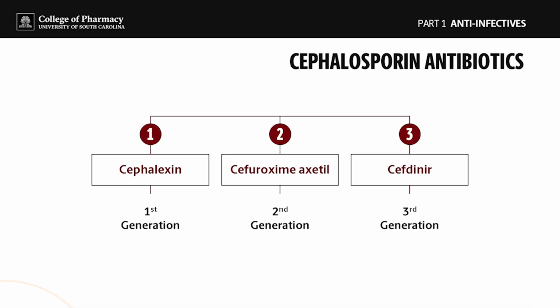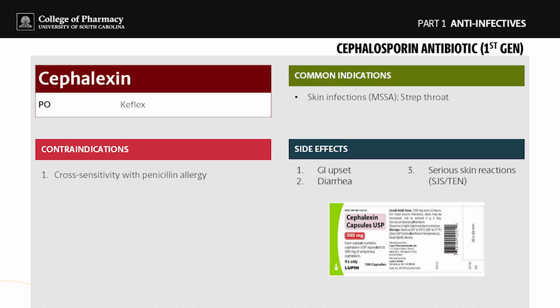So now let's talk about something called cephalosporin antibiotics. And you have the first generation Cephalexin, the second generation Cefuroxime, and the third generation Cefdinir, just to name a few. So let's talk about the first generation cephalosporin antibiotics.